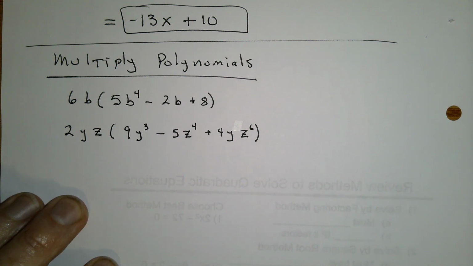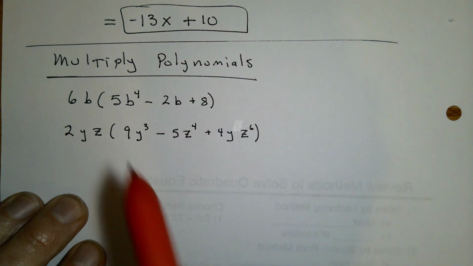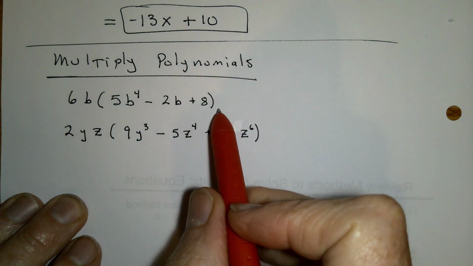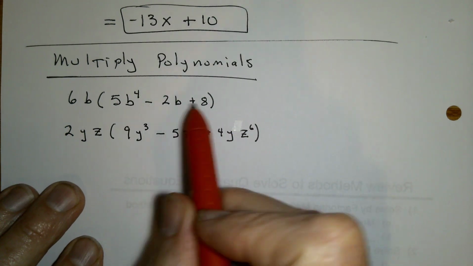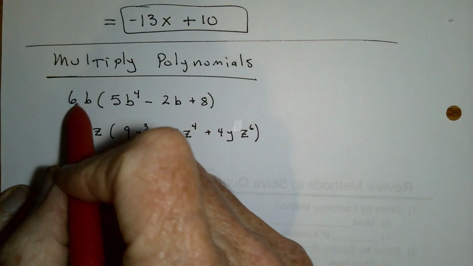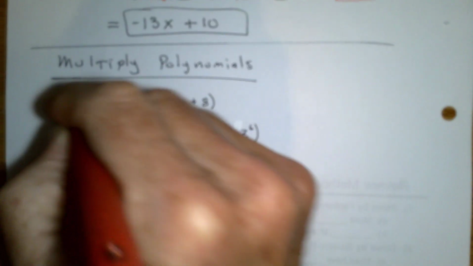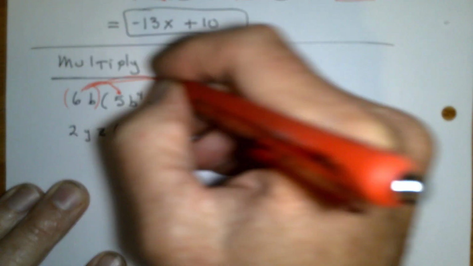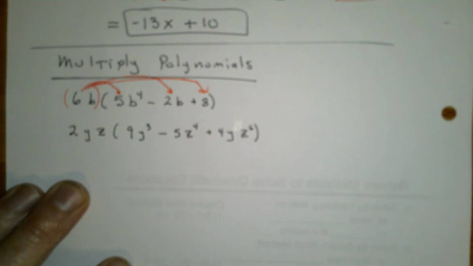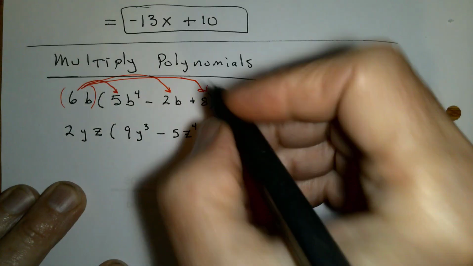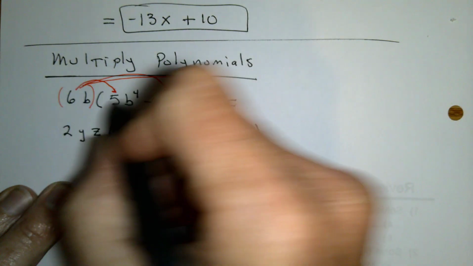So the distributive law is involved in this. I have a group with 3 terms in it, 1, 2, 3. This is a trinomial, and I have this 1 term here. This is a monomial. Take that times the first one, second one, the third one. And in each multiplication, we're going to come out with 6 times 5 is 30.